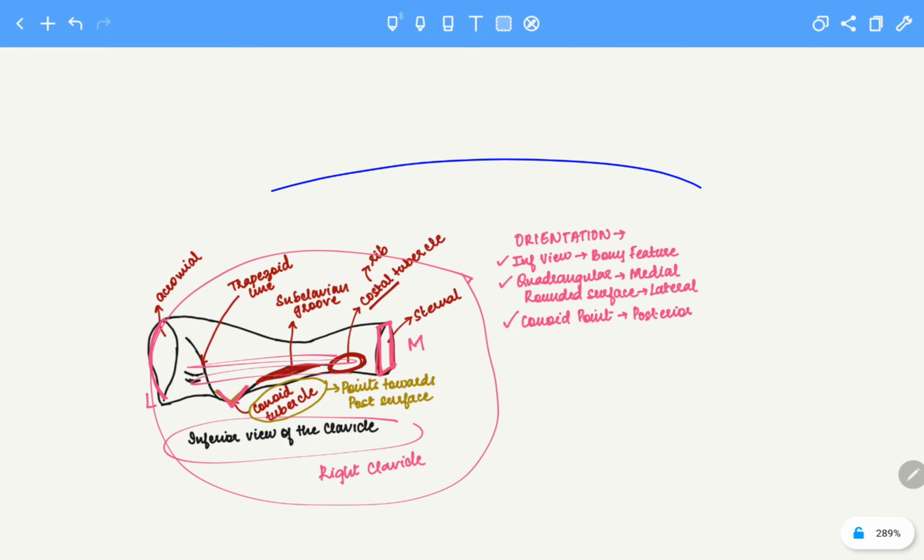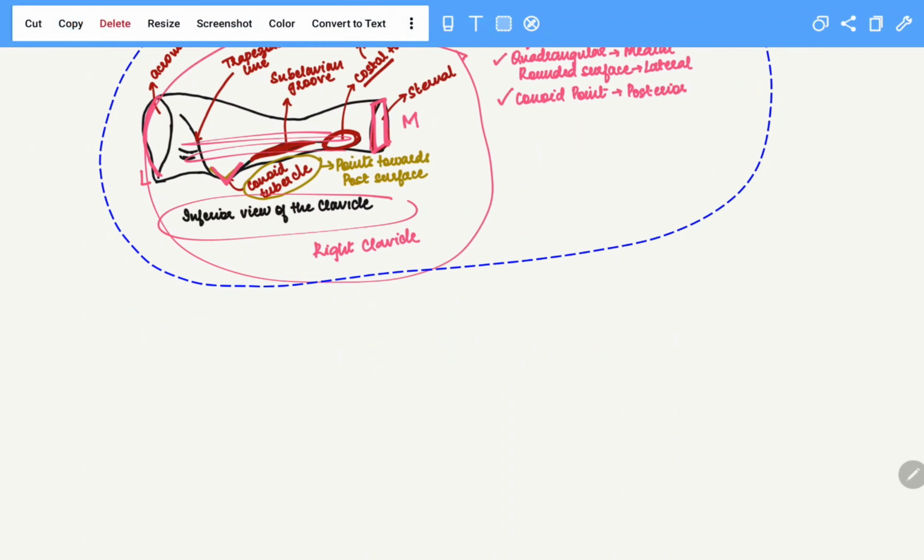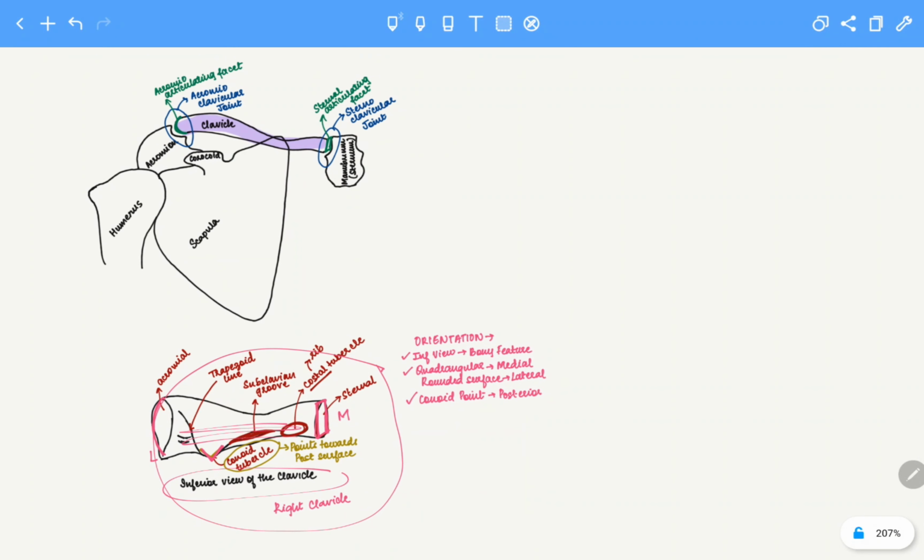So that's all we have for the clavicle. This is a view of the entire thing that we've covered.